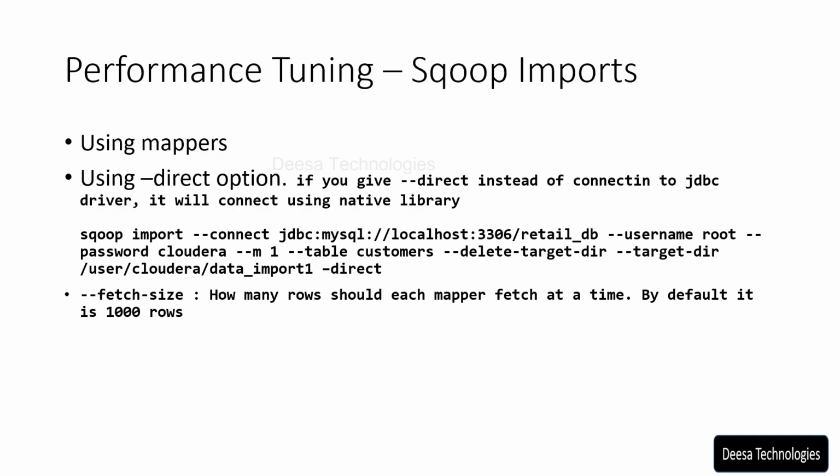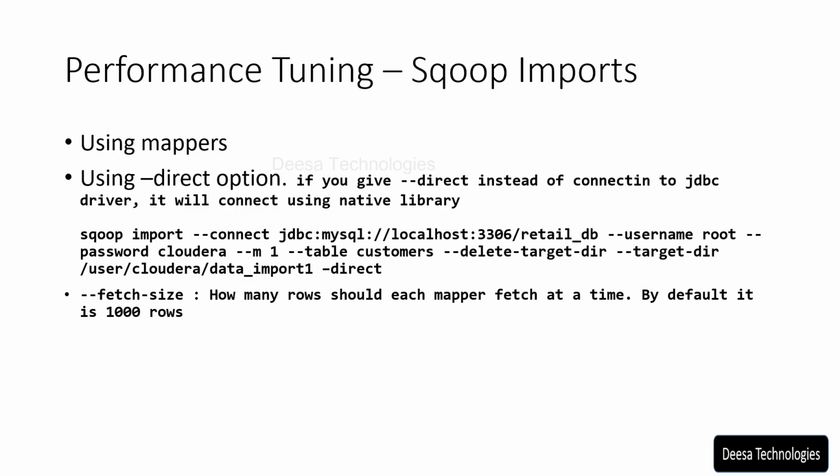Another option you can use is the fetch size. When you import the data, by default Sqoop will import 1000 rows at a time, right? You can increase this size to 2000, 3000, to import more data at a time. At the same time, make sure that you have sufficient memory, because you don't want to import so much data that your memory cannot handle it.